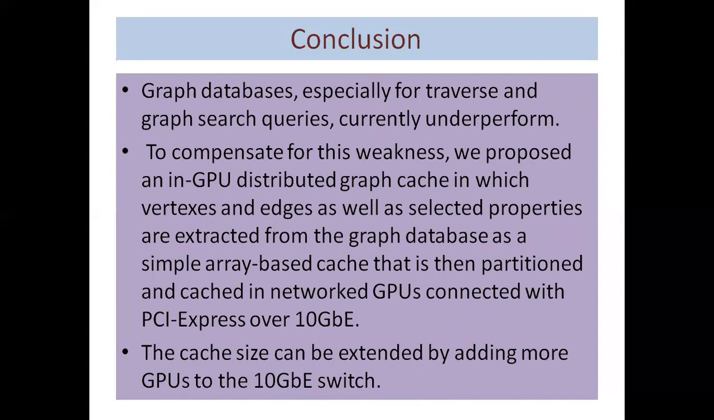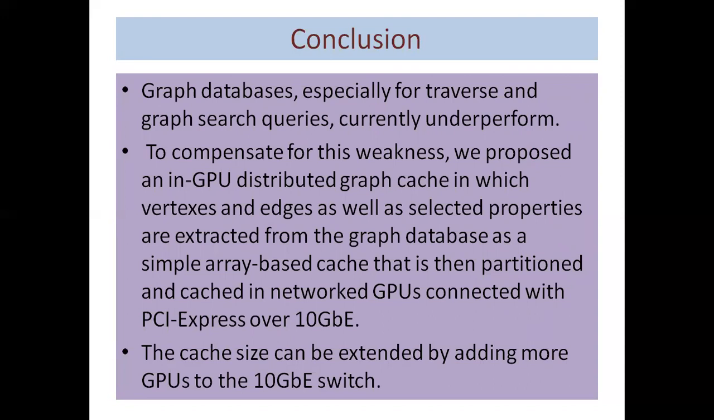Finally, the conclusion. Graph databases, especially for traverse and graph search queries, currently underperform. To compensate for these weaknesses, we proposed an in-GPU distributed graph cache in which vertices and edges as well as selected properties are extracted from the graph database as a simple array-based cache that is then partitioned and cached in network GPUs connected with PCI Express over 10 GbE. The cache size can be extended by adding more GPUs to the 10 GbE switch.